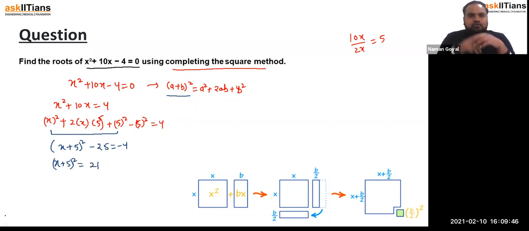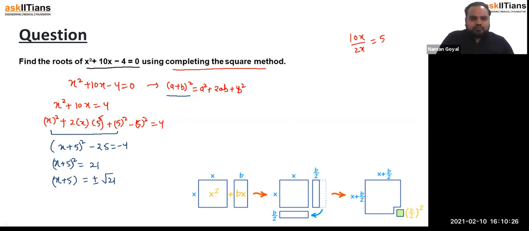Now again we are going to take the square root on both sides. As I told you in the previous question, if you take the square root on both sides, then we have to take plus minus sign both. If you take only the plus sign, the answer will become wrong. If you take only the minus sign, then the answer will become wrong. So we have to take both. So it becomes x plus 5 is equal to plus minus root 21. Now we are not able to find the exact value of root 21 because root 21 is an irrational number.